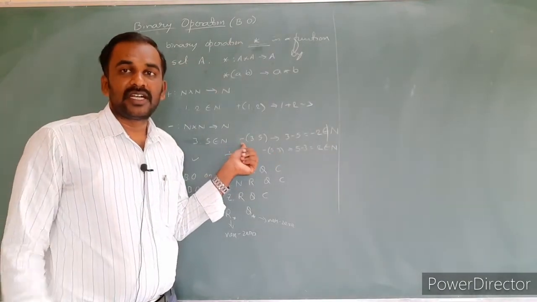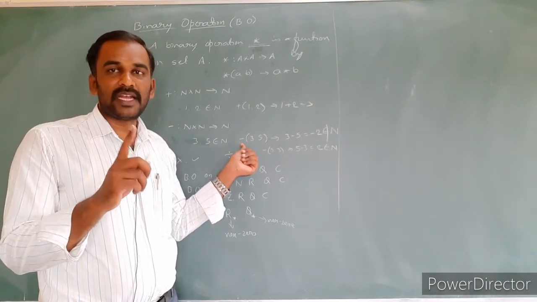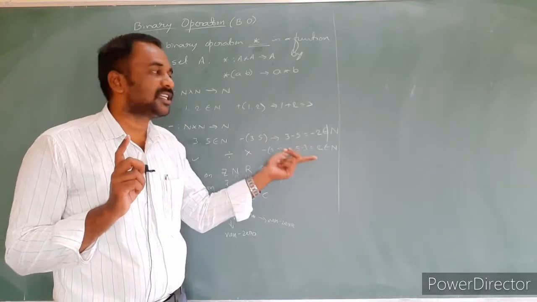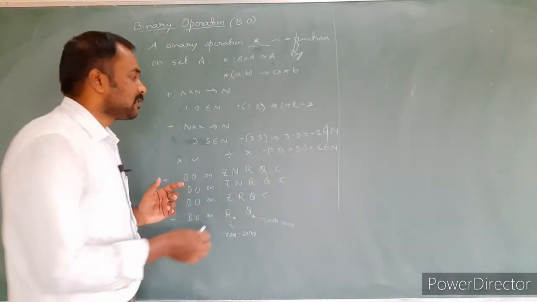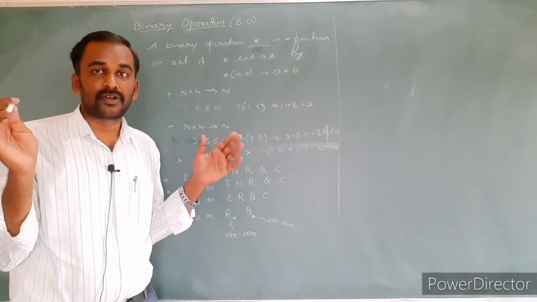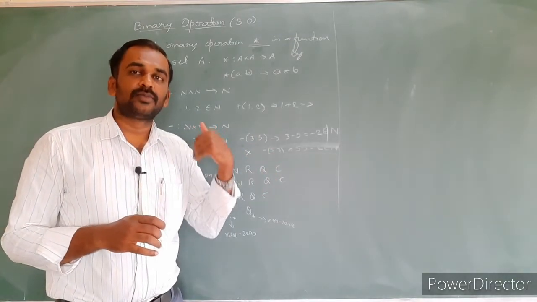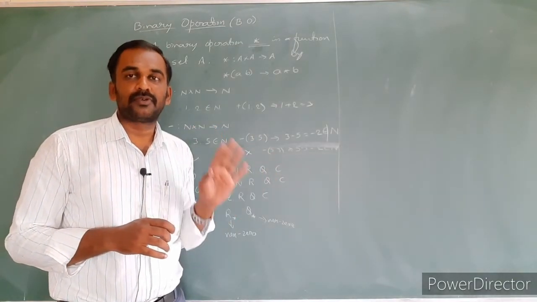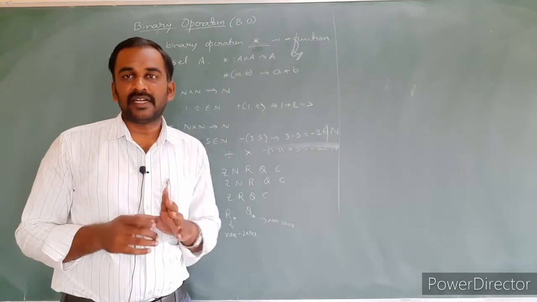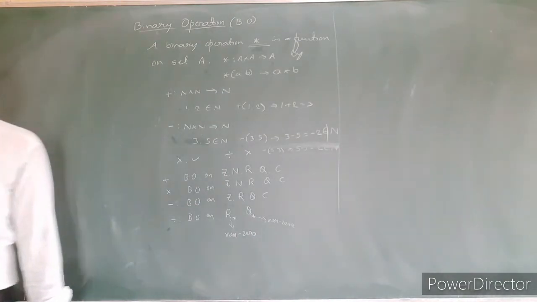So whenever the result is not true, it is sufficient to give a counter example. One particular number example is sufficient to say that it is not true. If it is false for even one case, it is not true for all cases. Are you clear about this one? Whenever it is true, it must be true for all the cases. Whenever it is false, it is sufficient to give only one counter example. So this is the basics of binary operations.